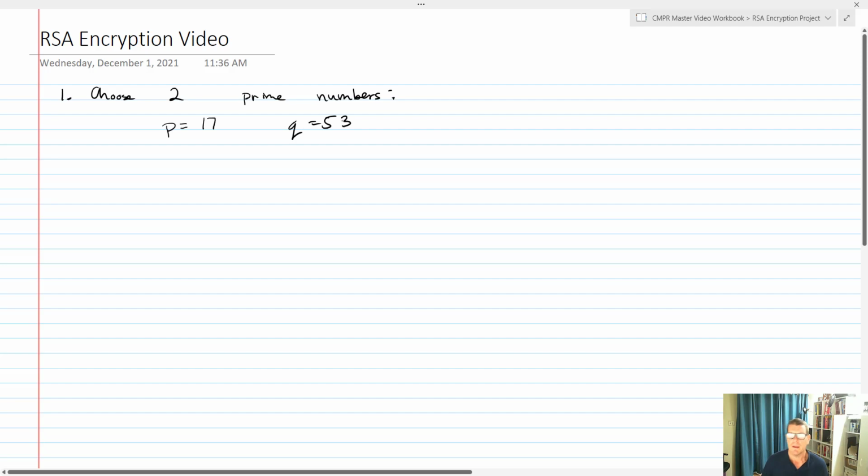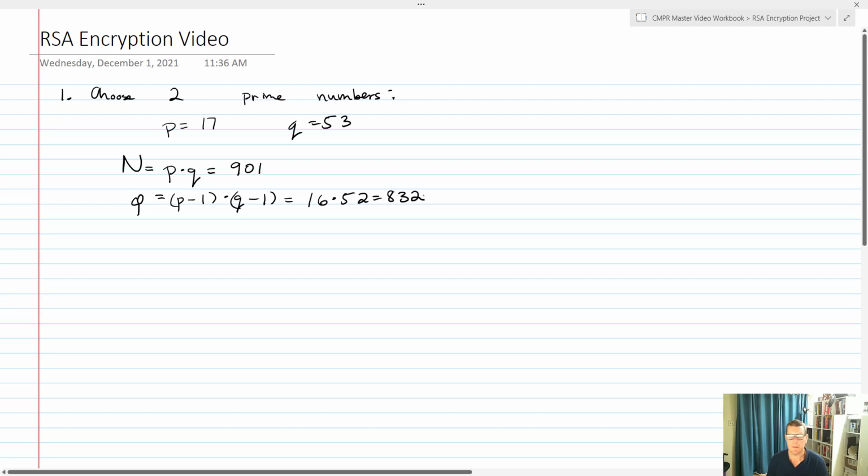Okay? Then what we'll do is create a value N, and N is going to equal P times Q. So that's going to end up equaling 901. Right? 17 times 53 is 901. The next thing that we're going to need to generate is phi. Phi is going to end up being P minus 1 times Q minus 1. In our case, that's going to be 16 times 52, and that's 832.